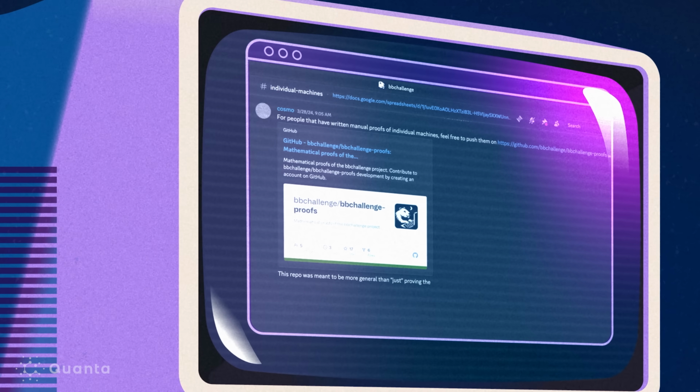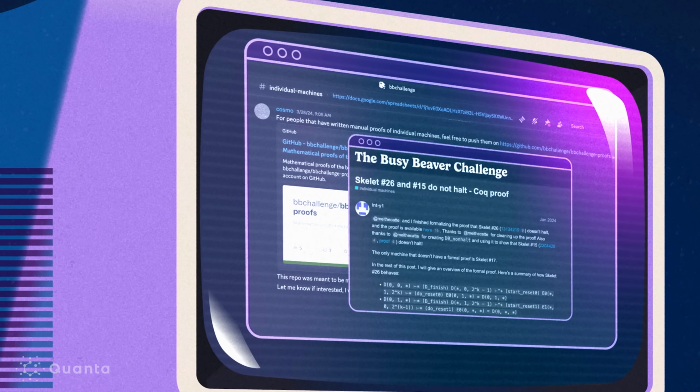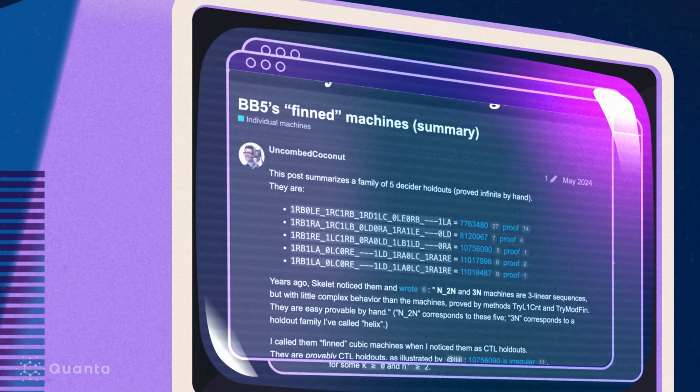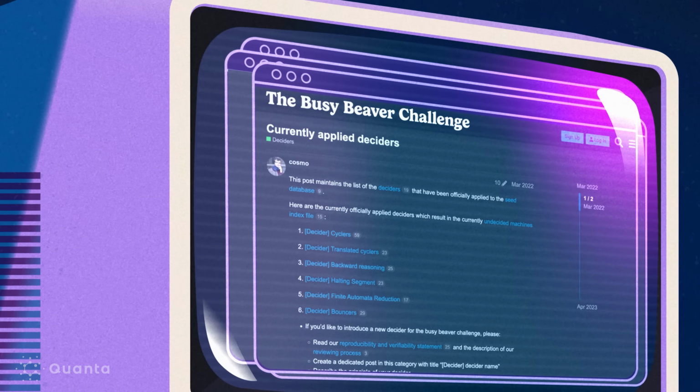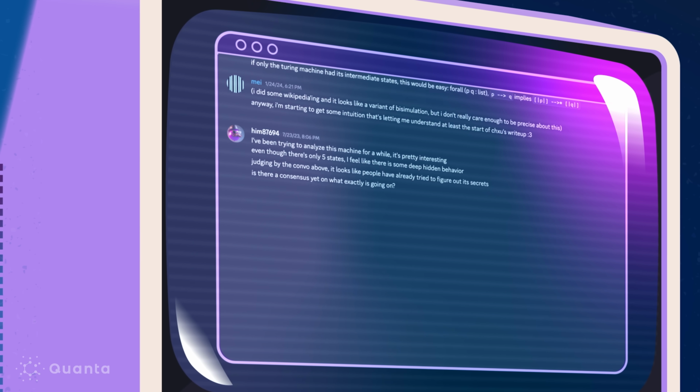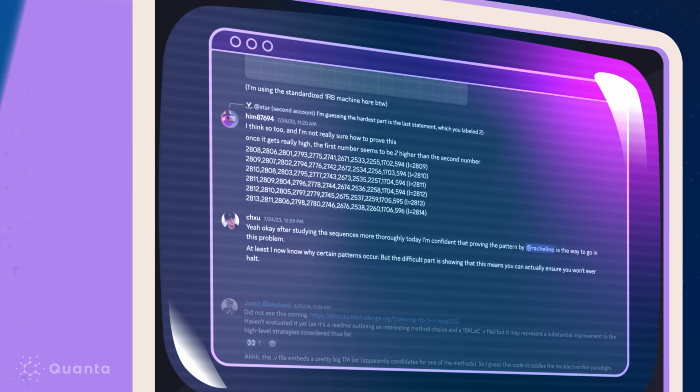Over the following months, the team communicated through Discord forums and posted their progress to the BB Challenge website. We would be getting updates about, we're down to 15, we're down to 6 machines, and eventually, it got down to 1, which was one of the hardest ones to prove. Finally, they had tentative proofs for all machines. What remained was the arduous work of verifying everything.